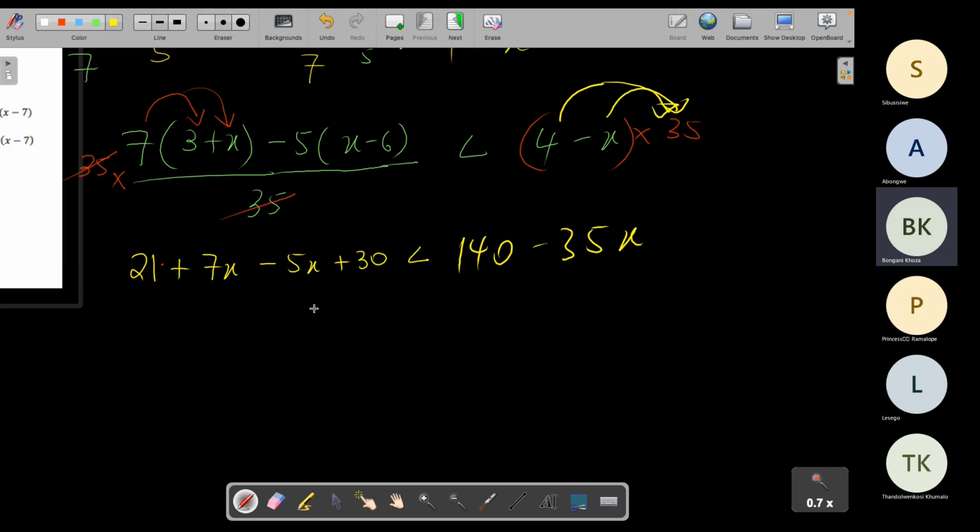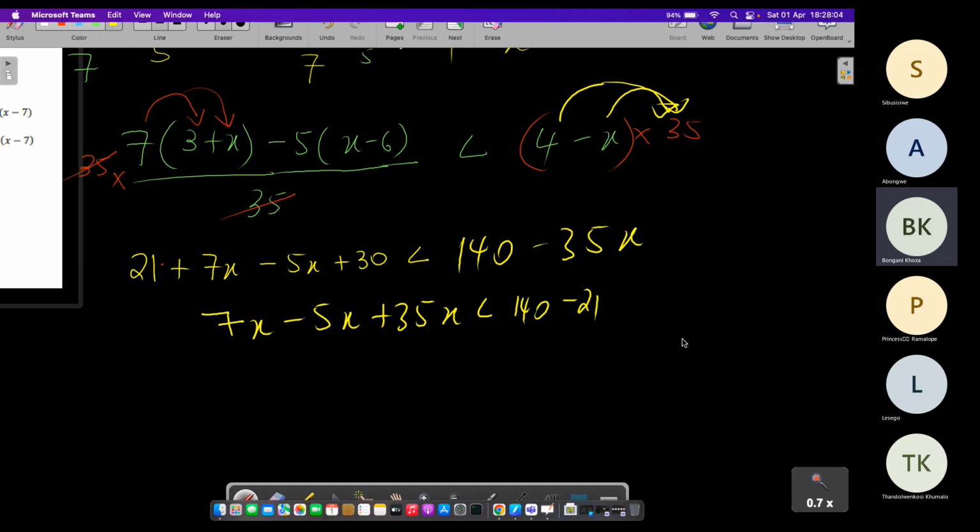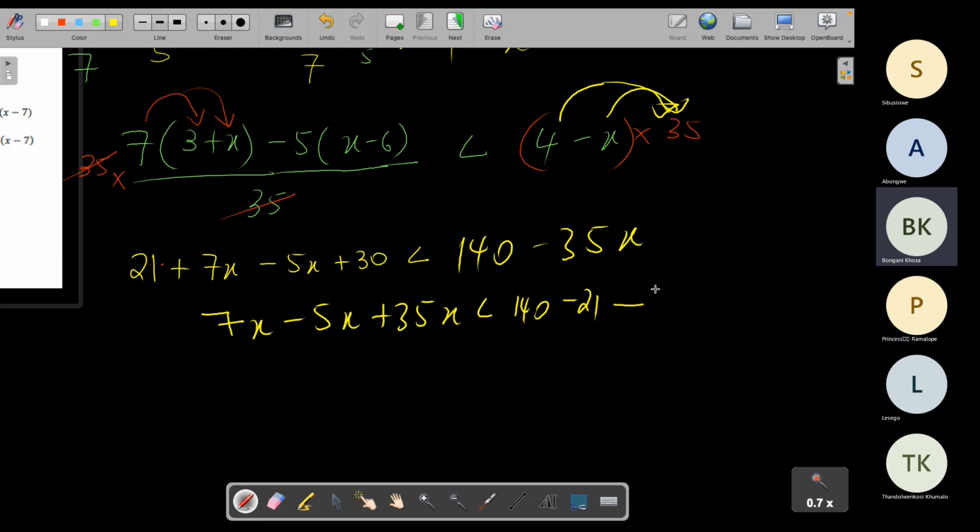Remember, we are trying to get x. So what's our next step? Keep the x terms on the left side and the numbers on the other side. Yes. All right, so we'll remain here with 7x minus 5x. This one will be plus 35x. We have 140. We have minus 21, minus 30, like that. Right, and what's all of this?